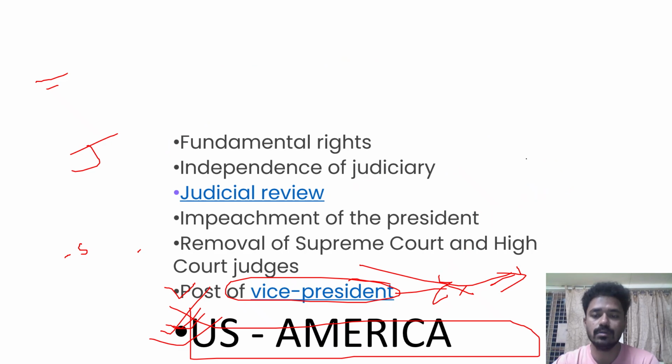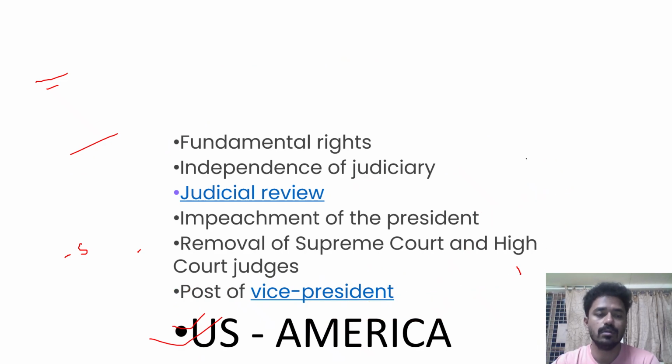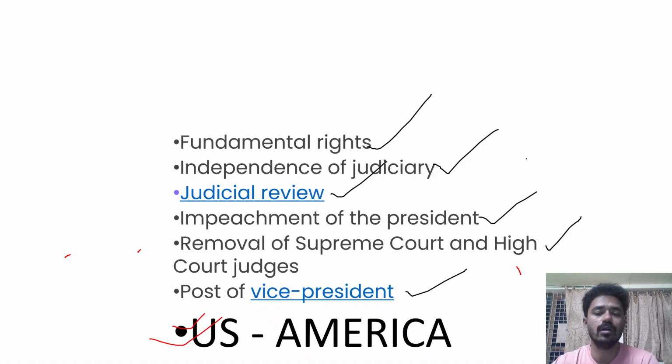Just wait a minute. Let me explain this again. See here, the fundamental rights, independence of judiciary, judicial review, impeachment of the president, removal of Supreme Court and High Court judges, and last one, post of the vice president. All these things are taken from the American Constitution.